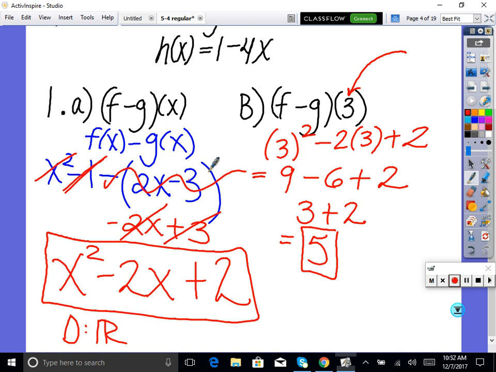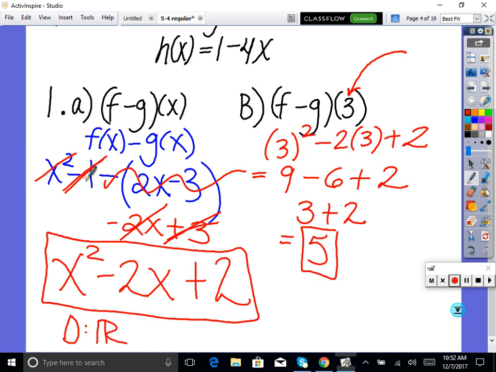We combine -1 plus 3. I'm going to plug it in down here in the simplified answer, because that'll be quicker. Right. So part B, instead of doing f minus g of x, which is this, we did 3. So right here, plug in a 3.